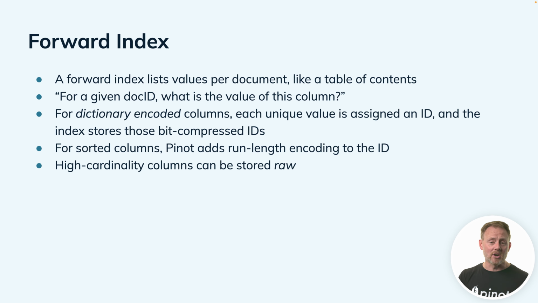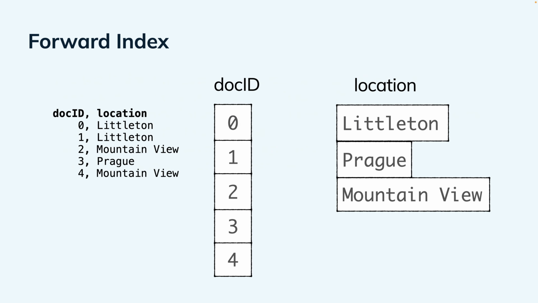On the other hand, high cardinality columns can be stored as raw data, not dictionary encoded at all, and that forward index is just going to tell you where in that chunk of the segment you're going to go to get that value. Visually, it would look like this.